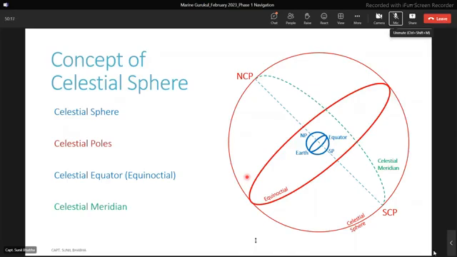Okay, beta. Great. So this was the equinoctial system of reference. Shall we move on to the horizon system now? Yes, sir. Very good, beta. Let's go.